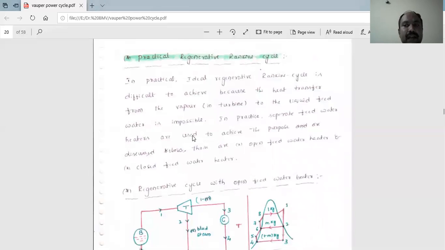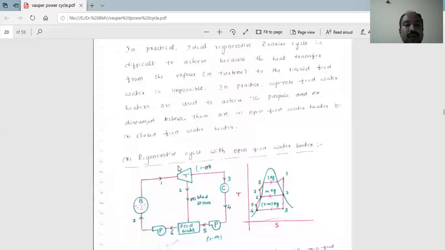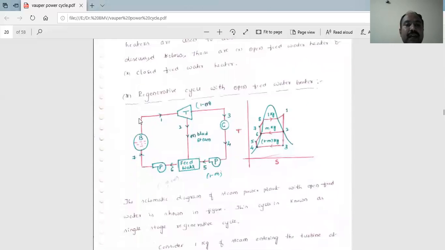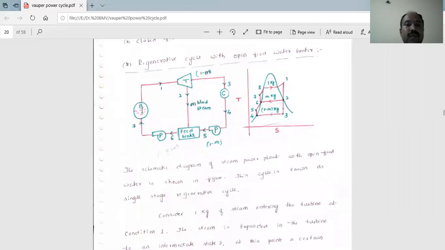In this practical regenerative cycle, we have two methods, that is, the open feed water heater and the closed feed water heater. Now we will discuss the regenerative cycle with open feed water heater. Here it consists of a boiler, turbine, condenser, and one more component, the feed water heater, and also the pump to pump the corresponding fluid.